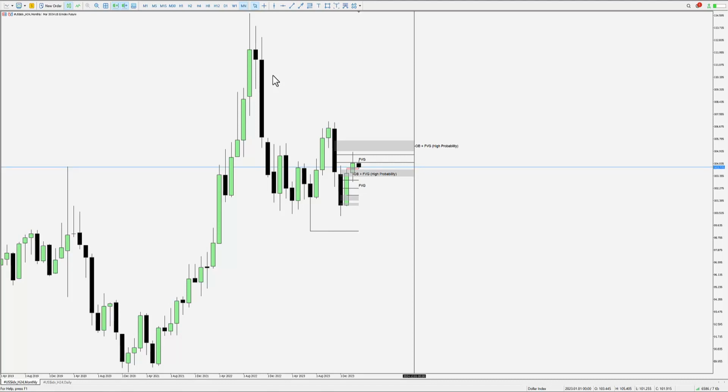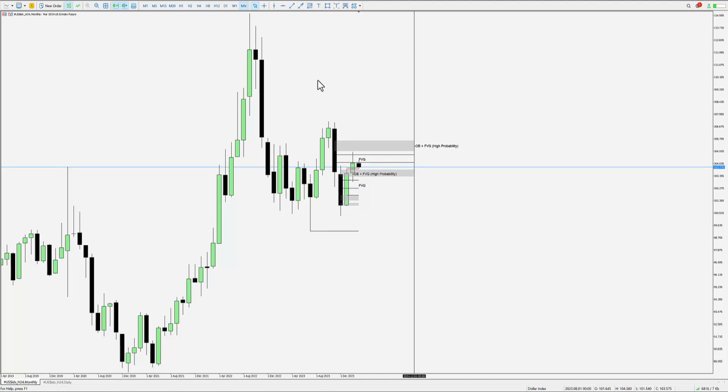Right now, I'm going to be looking for lower prices on dollar index. I'm going to be hunting for shorting opportunities. I'm looking for a weaker dollar. I'm looking for market maker sell models on H4 and on daily time frame.